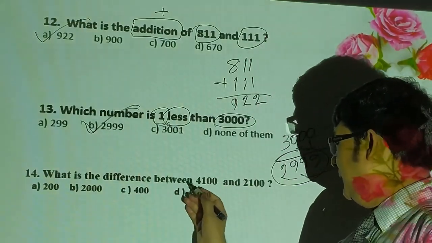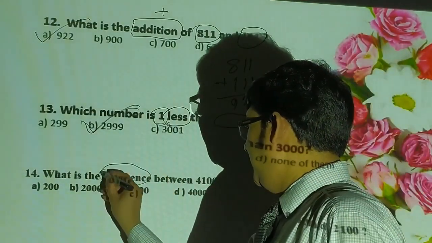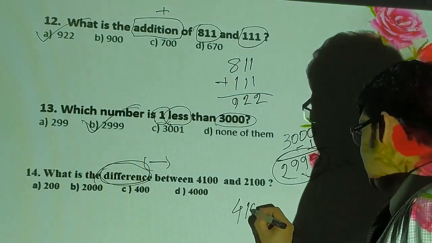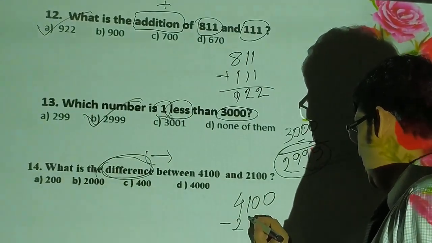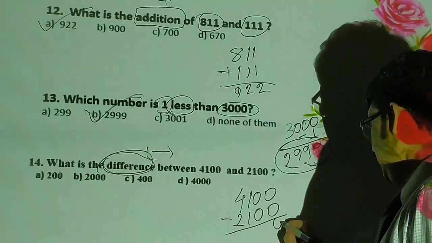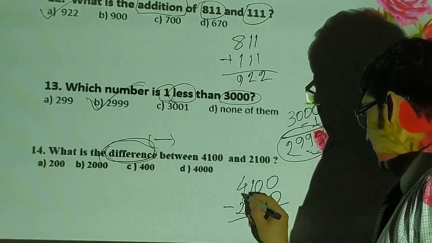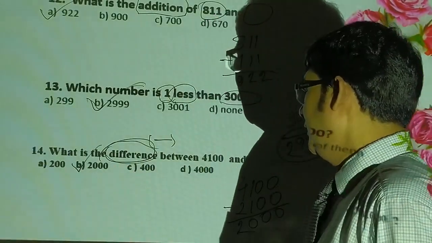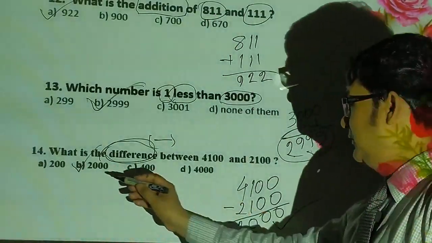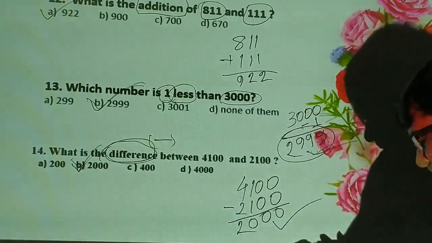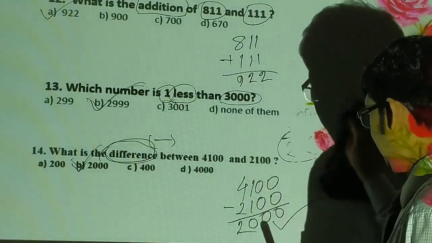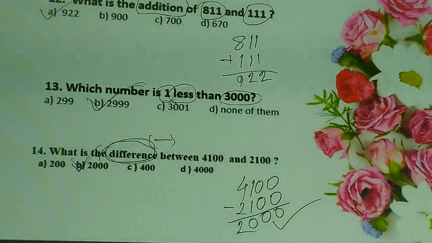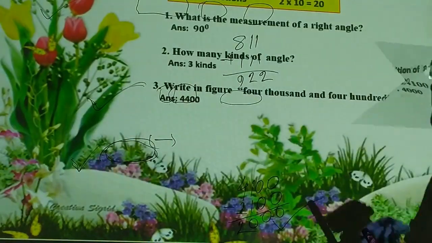Skip. And what is the difference? Difference means, my students, given in minus. So minus, you see, 4100 minus 2100. So 0, 0, 1 minus 1 is 0, and 4 minus 2 is 2. So 2000 is our correct answer. Okay, my students, next. You can take a screenshot. Next time you can solve.